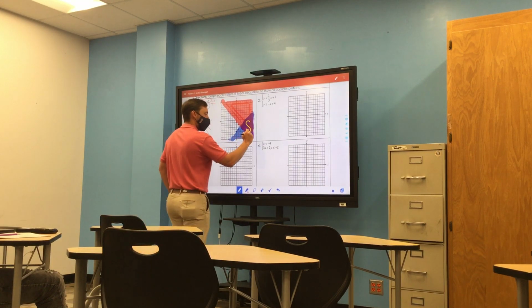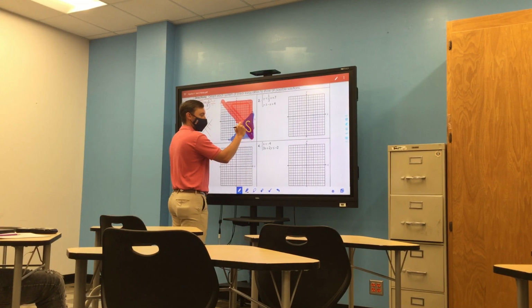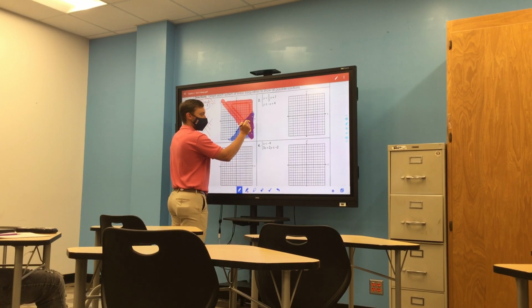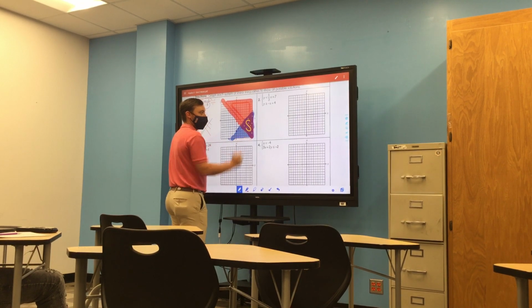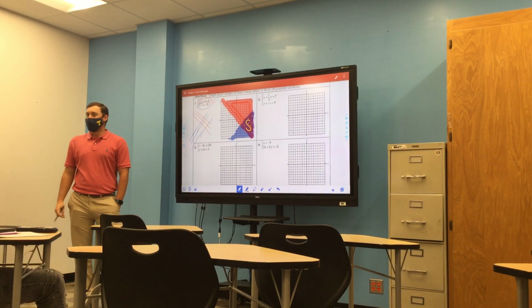This point right here is a solution. This point right here is a solution. This point right here is a solution. Solution, solution, solution, right? Anything in that purple area is a solution, Casey.